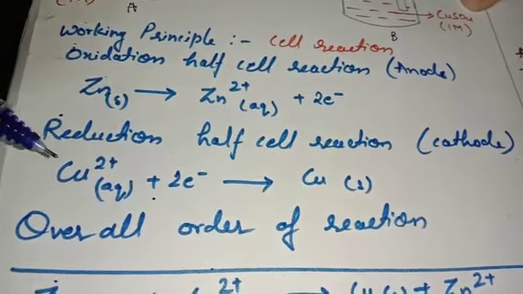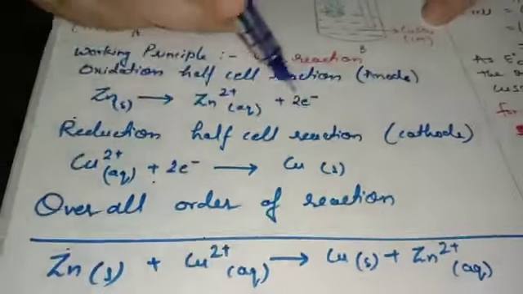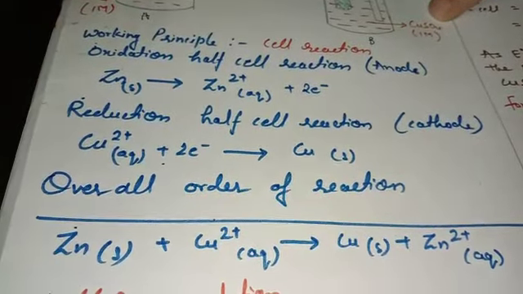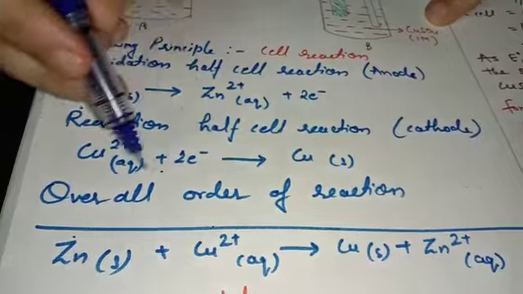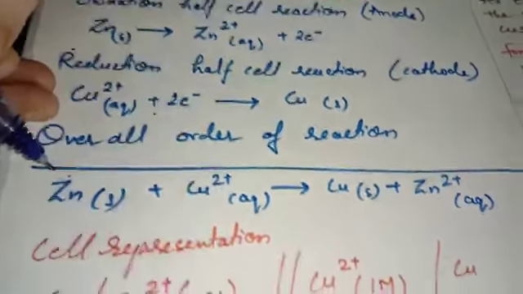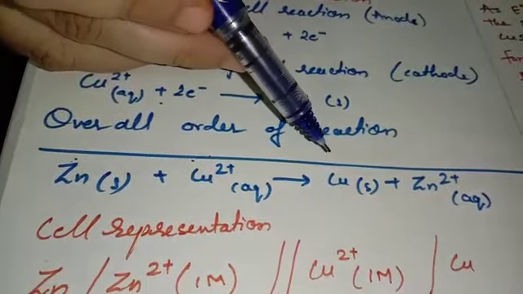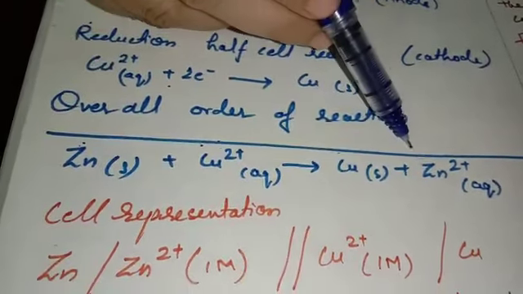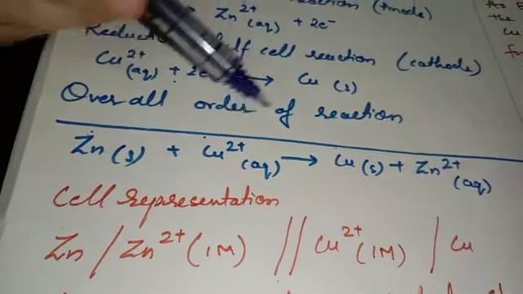When we write down the overall cell reaction, the two electrons present on the RHS and LHS of the half cell reactions are cancelled out, and the cell reaction is written as zinc solid plus copper ions gets converted into copper solid plus zinc ions. Now, how to write down the cell representation? This is the cell reaction.